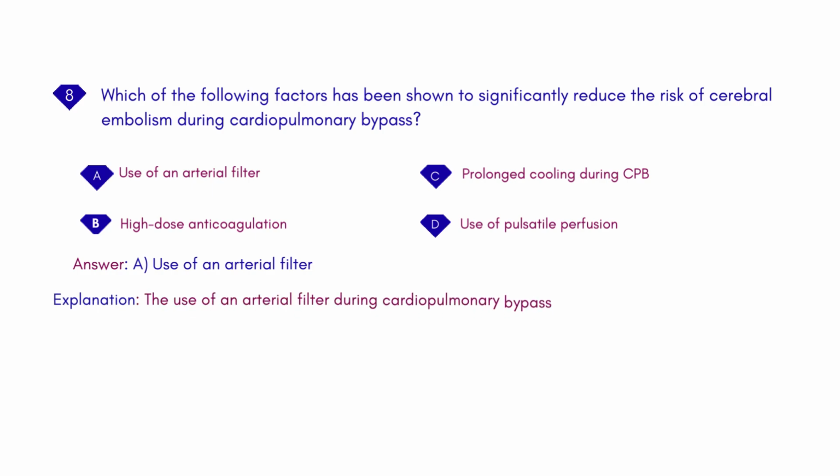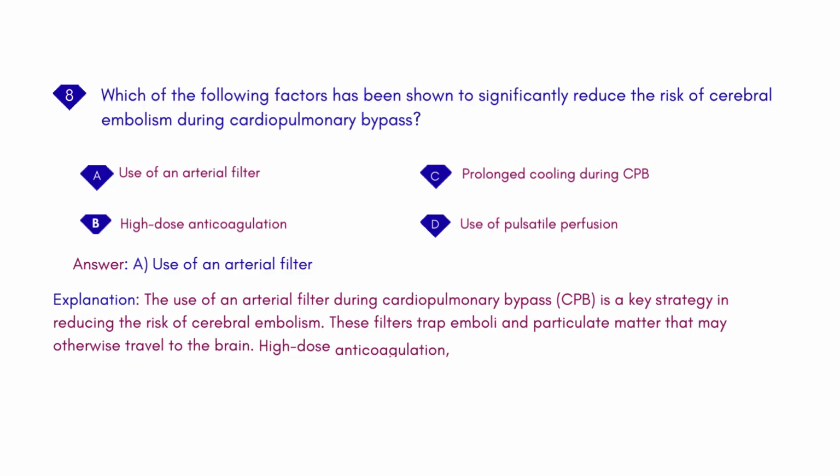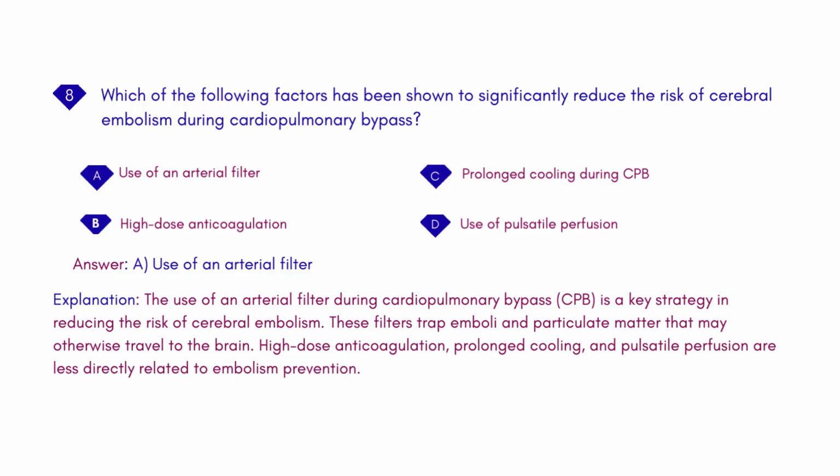Explanation: the use of an arterial filter during cardiopulmonary bypass, CPB, is a key strategy in reducing the risk of cerebral embolism. These filters trap emboli and particulate matter that may otherwise travel to the brain. High-dose anticoagulation, prolonged cooling, and pulsatile perfusion are less directly related to embolism prevention.